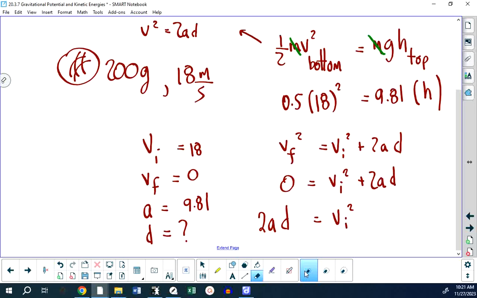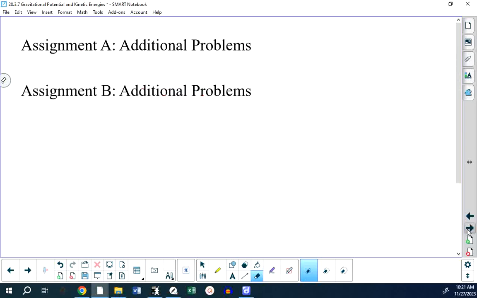And what you're going to discover, hopefully within the next few days, is that solving problems with energy ideas is a lot simpler than solving them with kinematics. A lot simpler. Okay. So there are two sets of problems here. Assignment A deals, I think, with gravitational potential energy. Assignment B deals with kinetic.